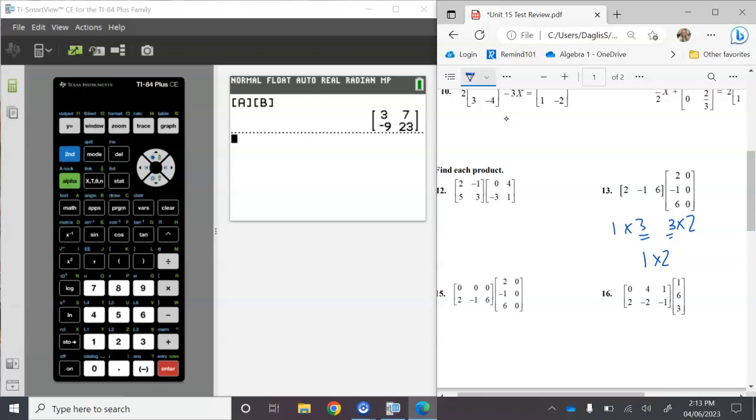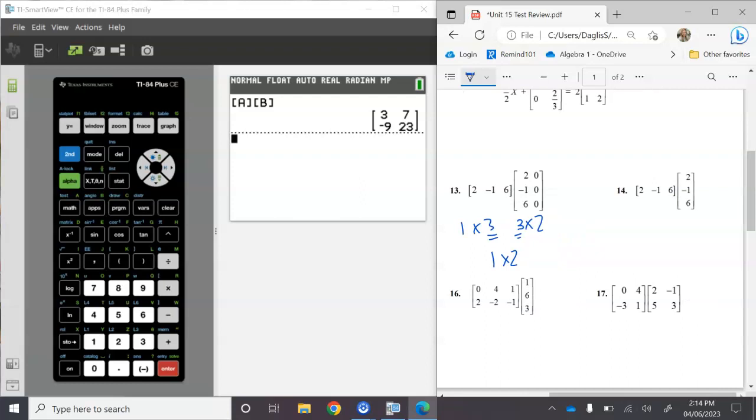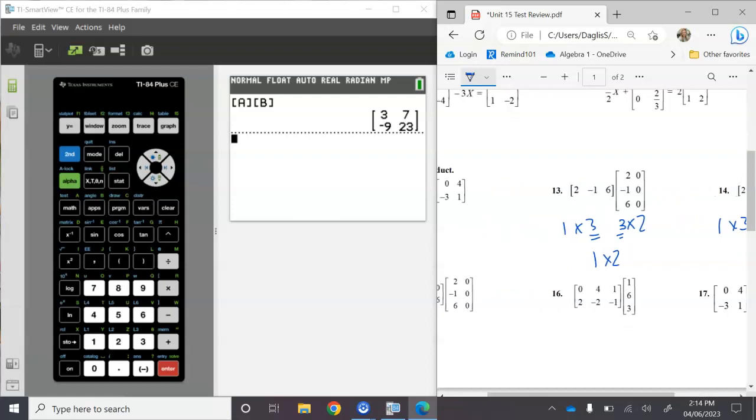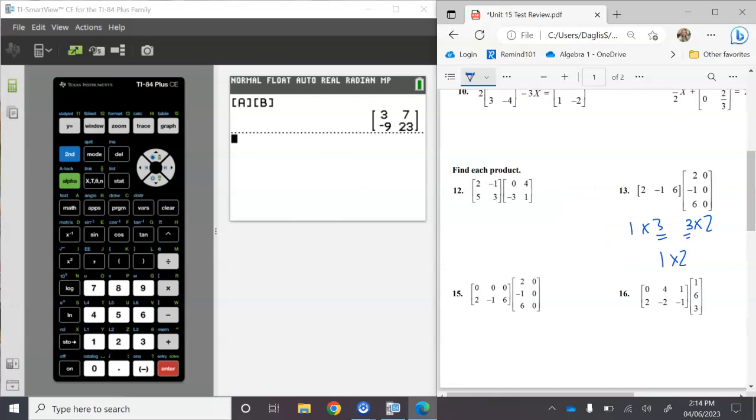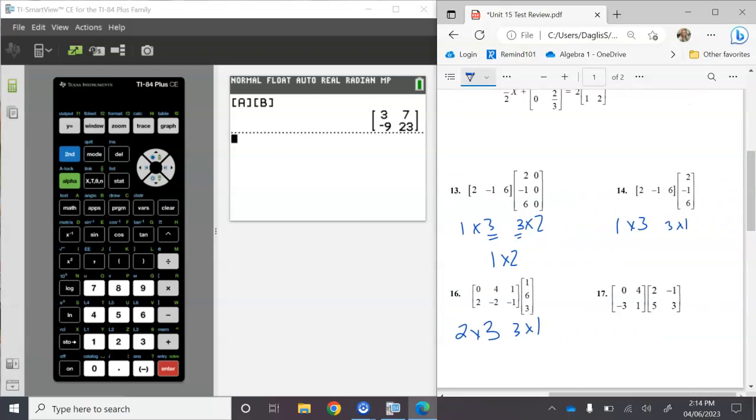Okay, so now that I know I can do it, I can type it in my calculator instead of doing it by hand, or if you really want to do it by hand, go for it. This is a 1 by 3 and a 3 by 1. That's going to work out just fine. Let's see here. I can plug that in. What is this? This is a 2 by 3 and a 3 by 2. That's going to work. Number 16 is a 2 by 3 and a 3 by 1. Yep, that one's going to work. And my last one is 2 square matrices. So yeah, these are all going to work.